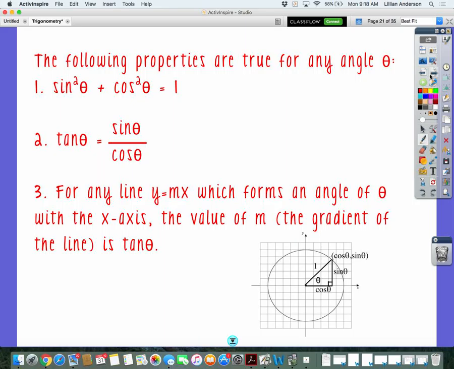And then lastly, for any line y equals mx which forms an angle of theta with the x-axis, the value of m, the gradient, the slope, is always tangent theta. So sine over cosine.